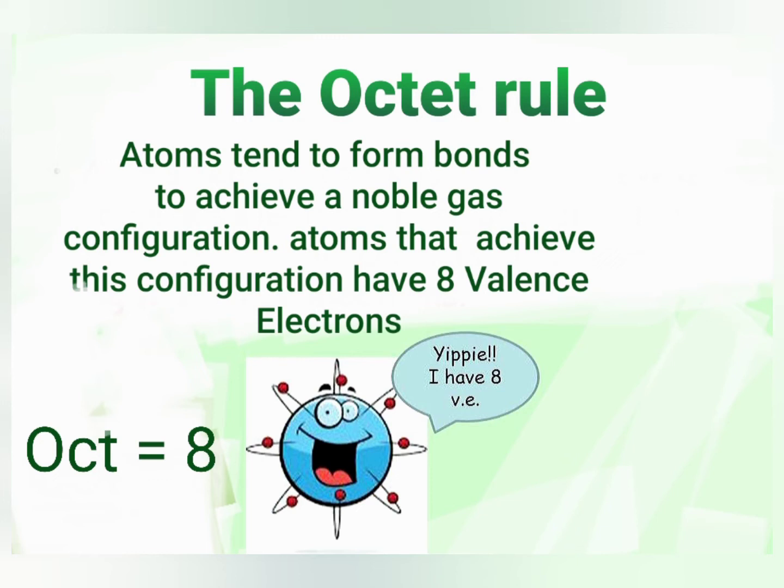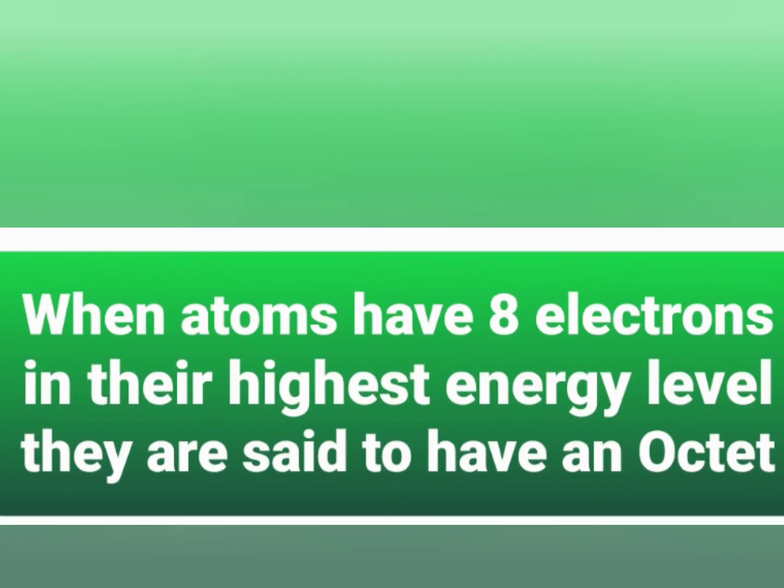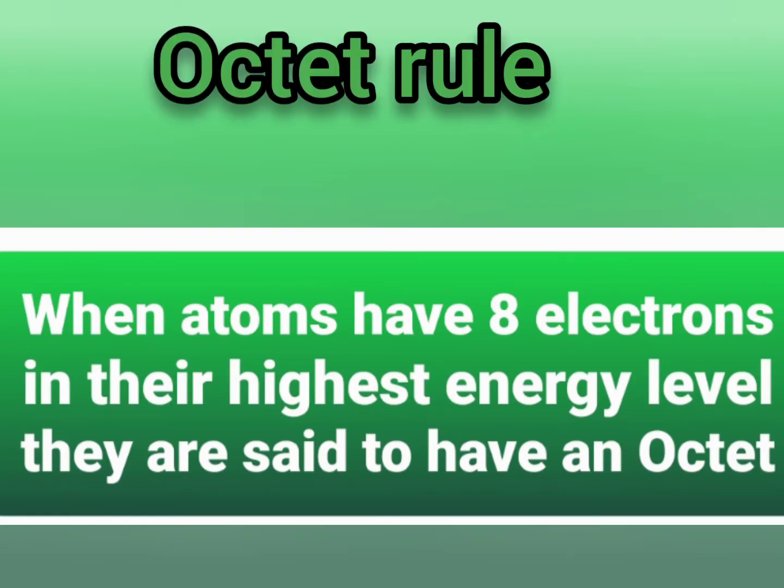The octet rule. What is oct? Oct means 8. Atoms tend to form bonds to achieve a noble gas electron configuration. Atoms that achieve this configuration have 8 valence electrons, or we can say when atoms have 8 electrons in their highest energy level, they are said to have an octet.